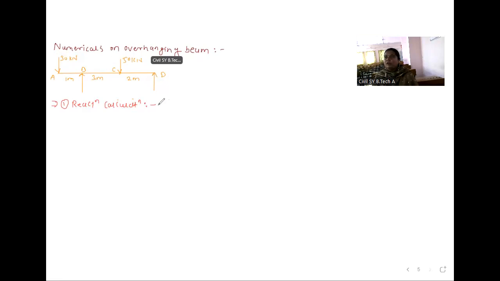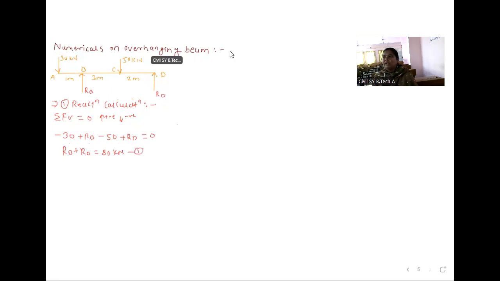So for reaction calculation, first point is summation FV equal to zero. Suppose we write here this is RB and this is RD. Upward forces we will consider positive, downward forces negative. So minus 30, because this 30 kilonewton is going downward, then RB going upward, then this 50 kilonewton going downward, so minus 50, and RD going upward, plus RD, equal to zero. Now we shift minus 30 and minus 50 to the right side. So RB plus RD equals 80 kilonewton. This is our equation 1.